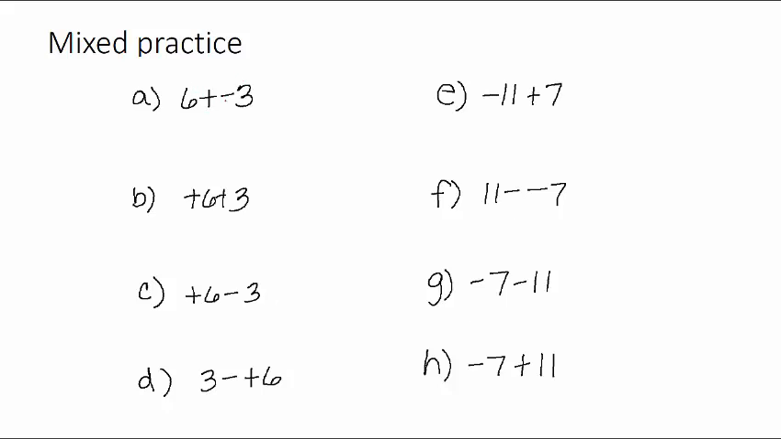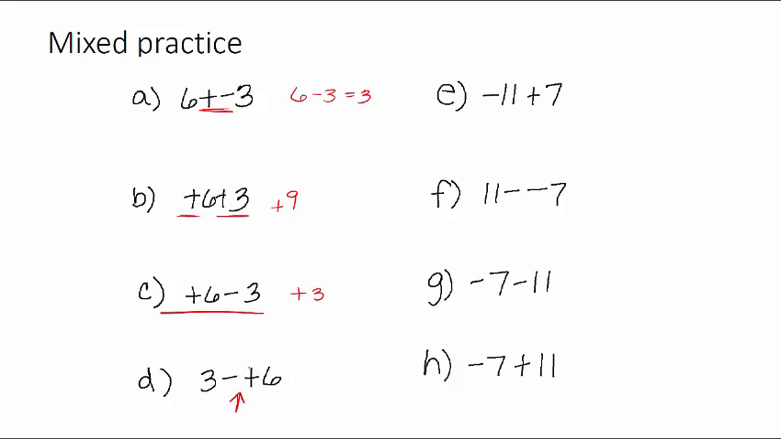Alright, so for the first one here, we have neighbor sign rule that we're going to apply. We have two different signs there, so we're going to keep the minus sign. So 6 take away 3 is 3. Here, positive 6, positive 3, same sign rule, that's 9. Here we have mixed sign rule. We have more positives. How many more positives? 3.